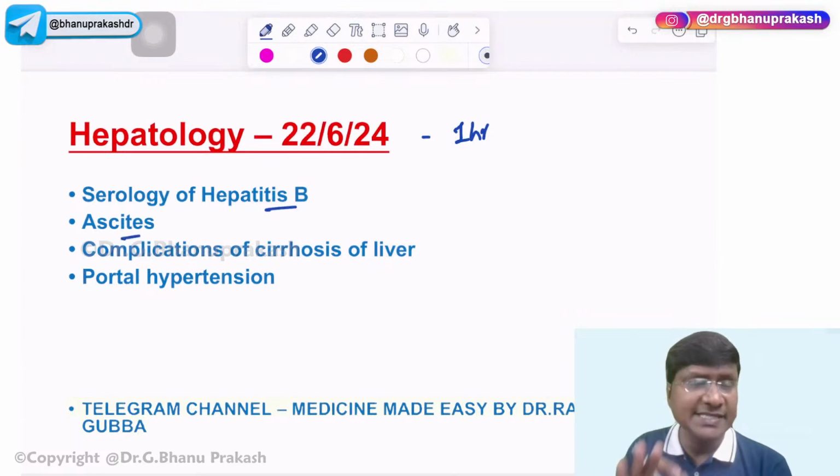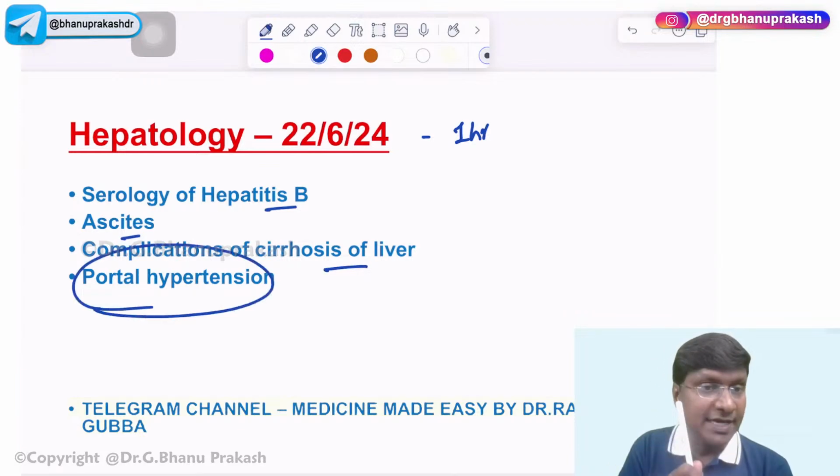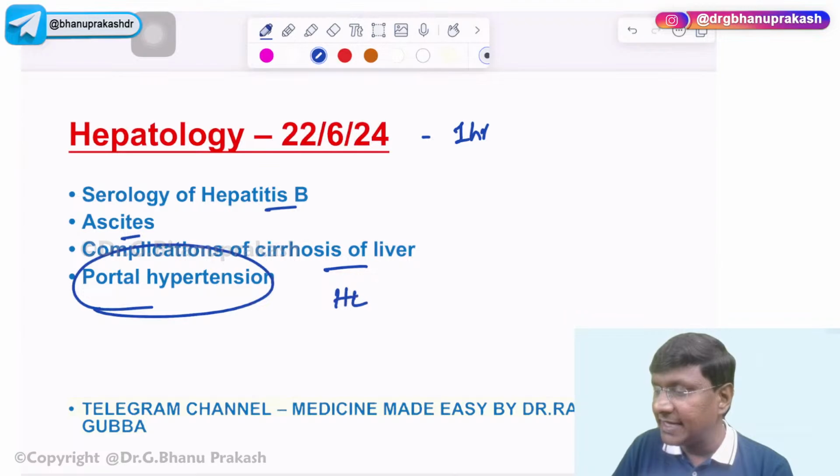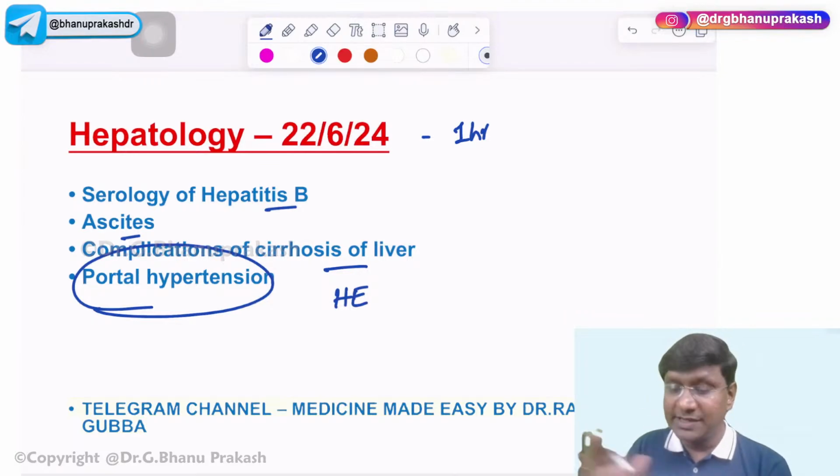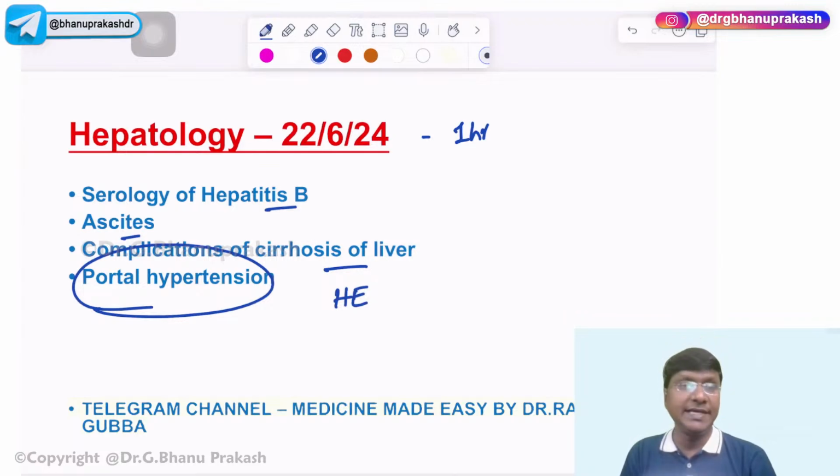Next is ascites, which has been asked many times. You need to revise that. Next is complications of cirrhosis of liver, in which you need to revise portal hypertension as well as hepatic encephalopathy. Portal hypertension, mainly you need to know the treatment, right? And as well as in hepatic encephalopathy, you need to know how to diagnose and what is the treatment. So these will be the topics that you need to revise in hepatology.